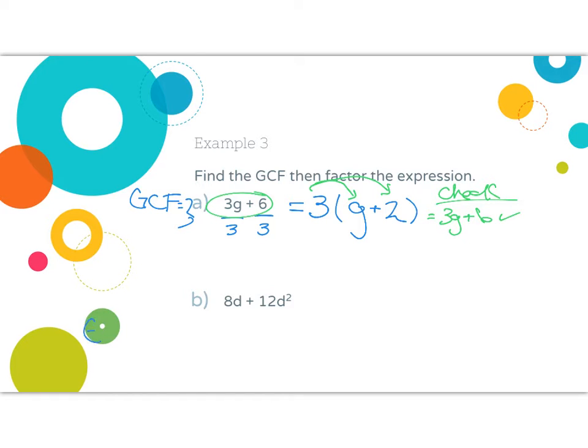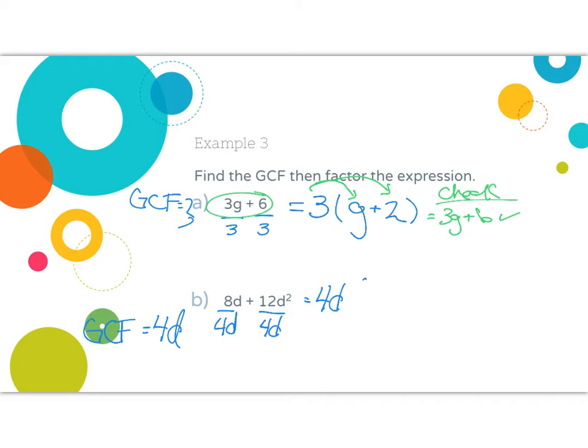The greatest common factor: I can divide 8 and 12 by 2, but that's not the biggest number I could divide them both by. I can divide them both by 4. Now they each have variables attached, so we could divide by a d. 8 has a d to the power of 1, 12 has d to the power of 2. So the greatest one that they have in common is d to the power of 1. Therefore, I'm going to divide each term by 4d if I am factoring a 4d out.